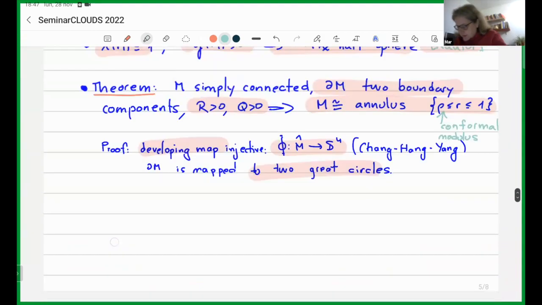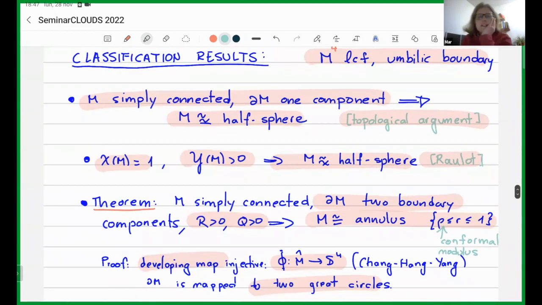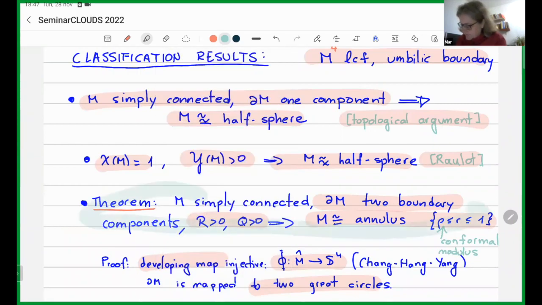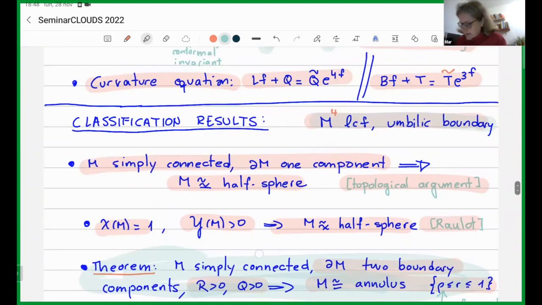We started with locally conformally flat manifolds with umbilic boundary. So our theorem tells you that if you are simply connected and you have two boundary components with positive curvature, then you are conformally equivalent to an annulus. So basically, if you are in the positive curvature assumption, then these are the two models that you are looking at. Now, leaving the world of locally conformally flat manifolds and umbilic boundary, this is the paper I mentioned by Alice Chang. It's a recent one.